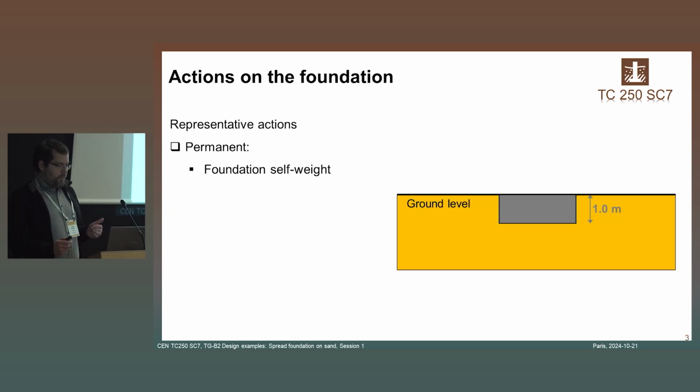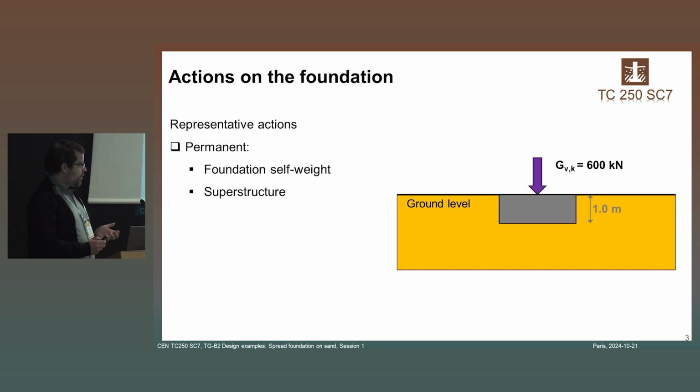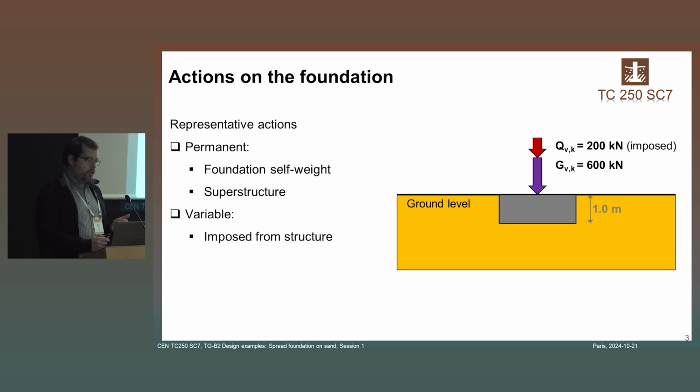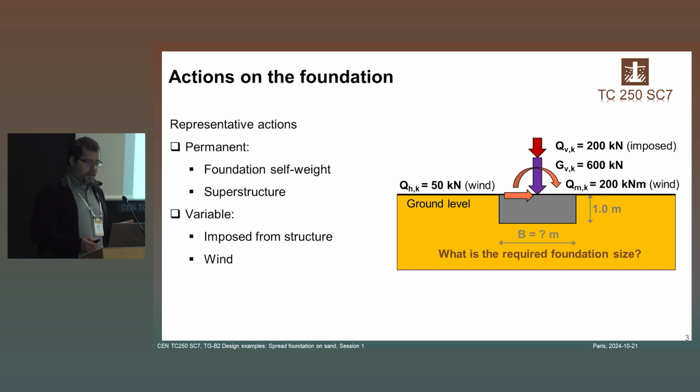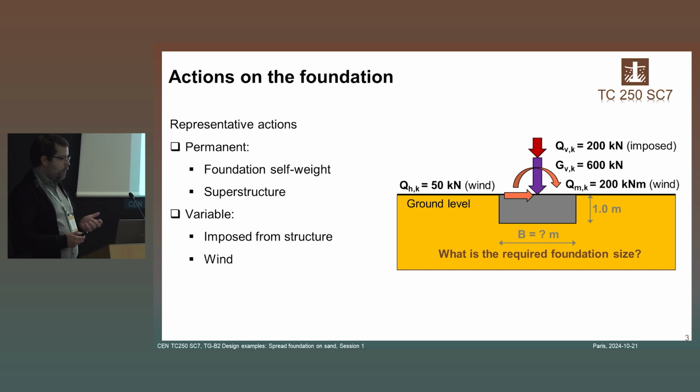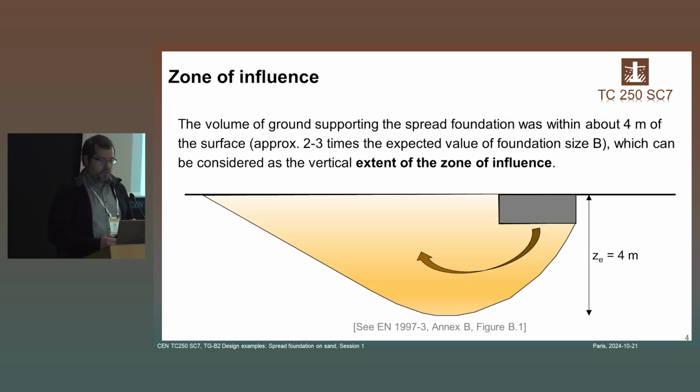So first we have to start with representative actions. Of course, we will have some superstructure load, so this will be permanent load together with the foundation self-weight. Then on top of that we might have variable load imposed from the structure, and also, in the case of horizontal loading and moment loading, for this case we assume that there might be some wind. What's important for considering the combination of actions is that those are two separate variable loads, so wind and imposed load from the structure. And the question is, what is the width of the foundation? What should be the size to accommodate those loads with the second generation Eurocode 7?